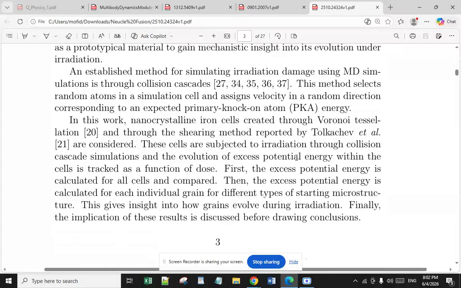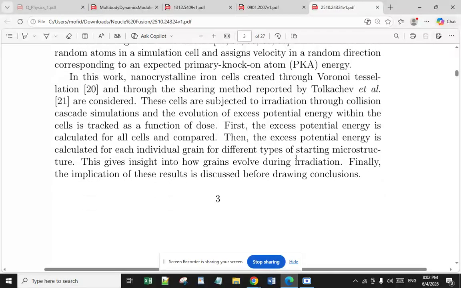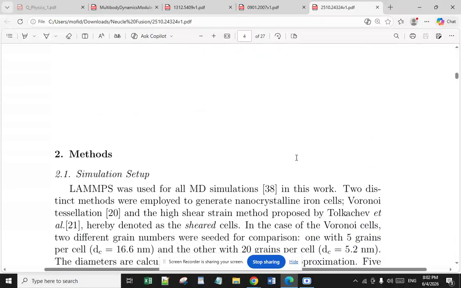First, excess potential energy is calculated for all cells and compared. Then the excess potential energy is calculated for each individual grain for different types of starting microstructures. This gives insight into how grains evolve during radiation. Finally, the implications of these results are discussed before drawing conclusions.